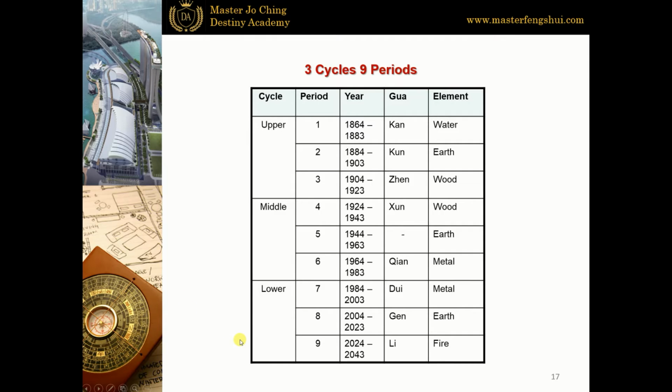We are actually still in period 8, which started from 2004 and will end, technically speaking, in February 2024. The ruling trigram is Gen Gua, which belongs to the earth element. So please remember, we are right now in period 8 because we are still in 2021. In early February 2024, we will go into period 9. Each period is a standard 20 years. So the lower cycle governs 3 periods, which add up to 60 years because it's 20 years, 20 years, 20 years.